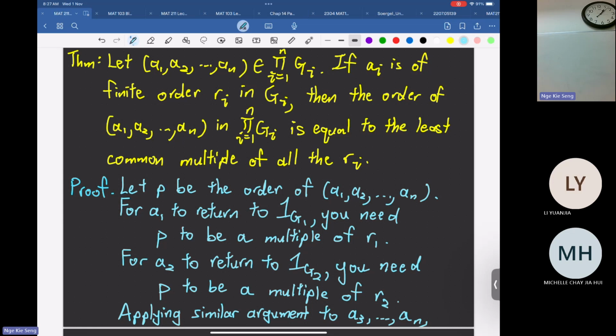So you want to ask, what's the order of this element? Meaning, when does it compose with itself and get back to identity? And the identity in the product group is the identity in every position. So you need to get to the identity together in the product group. If you compose R1 times in alpha 1, you get to identity. A2 composed R2 times gives identity. When do these compose to identity together?